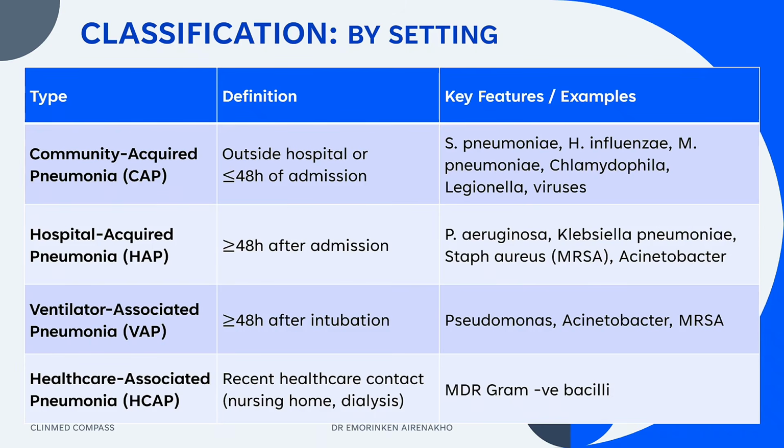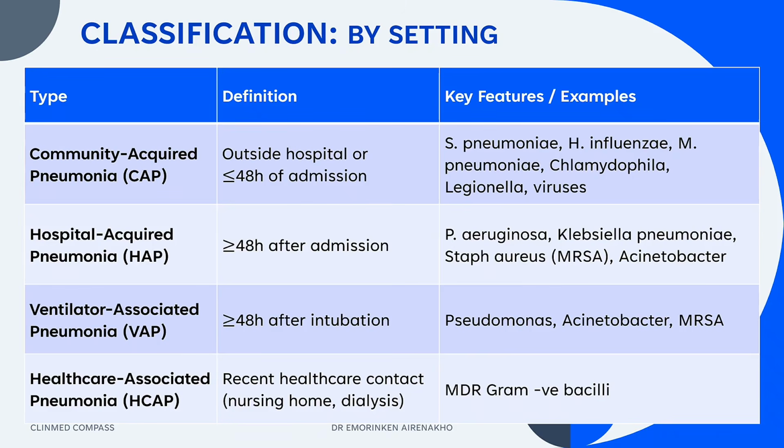Hospital-acquired pneumonia. This develops 48 hours or more after admission or within 14 days of discharge from hospitalization. Pathogens implicated here include Pseudomonas aeruginosa, Klebsiella pneumoniae, methicillin-resistant Staph aureus, Acinetobacter.